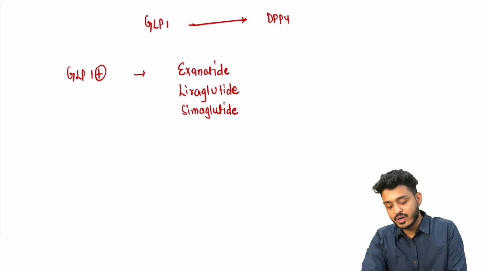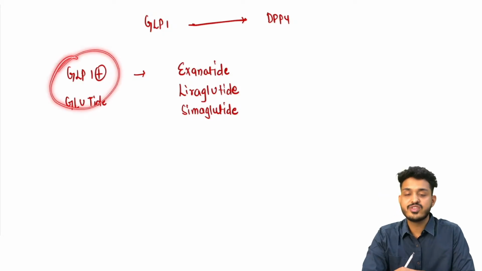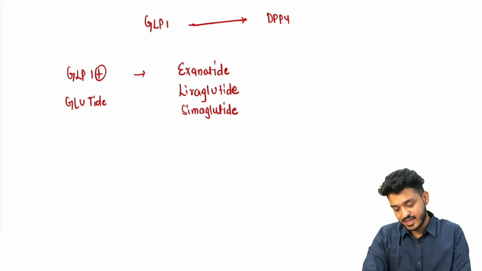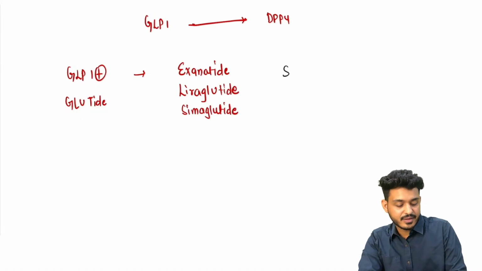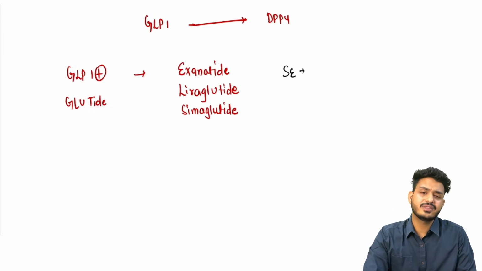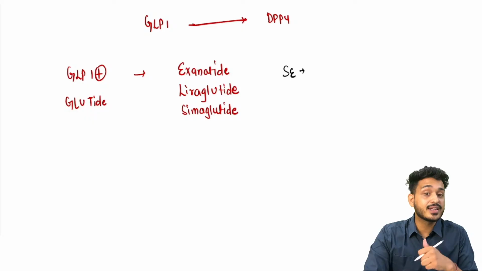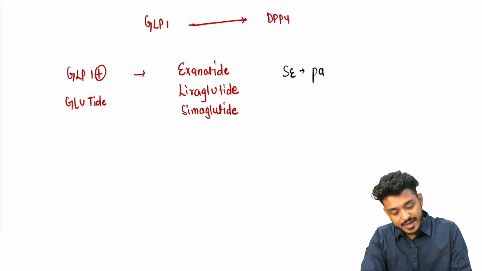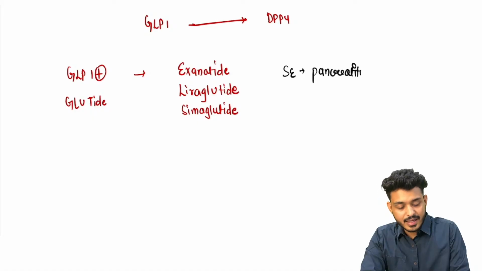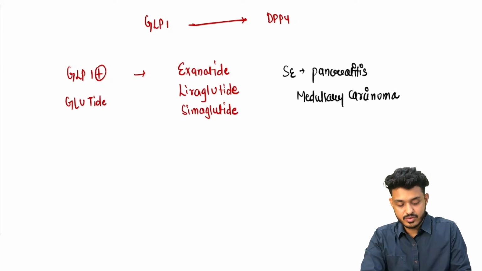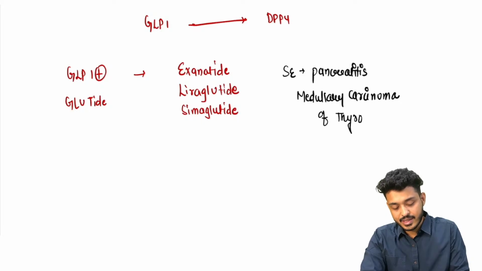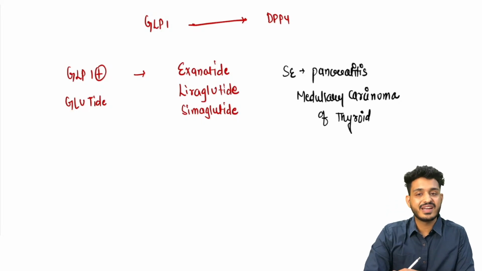Peptide will be having tide, so you can simply remember now, GLP-1 agonists are going to be the glutides. But there are going to be certain side effects of these drugs. You can remember they can cause pancreatitis in the patient. They can even cause cancer, medullary carcinoma of the thyroid, right? So we have to be careful in those patients who are having these particular issues.